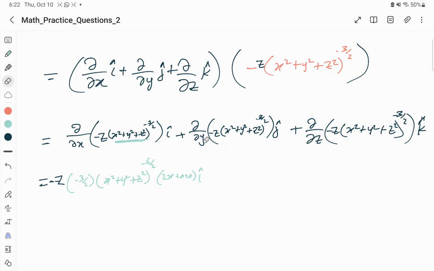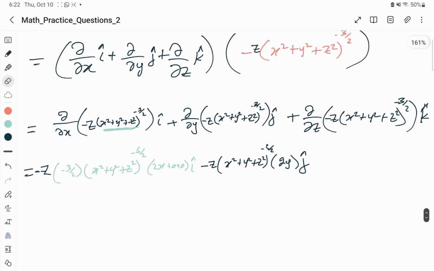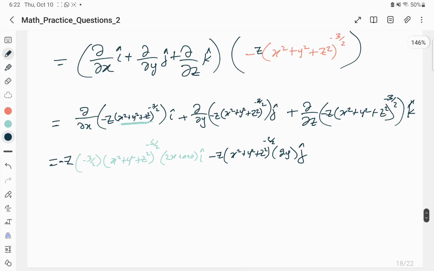And likewise, I calculated the derivative of the second expression. I am writing the answer directly. That will be negative z times x square plus y square plus z square to power negative 5 by 2 times 2y, the j component. But when we apply the derivative on the third component, because this is the derivative with respect to z, and here we have z in the first expression and z in the second expression, it means the product rule will be applied.